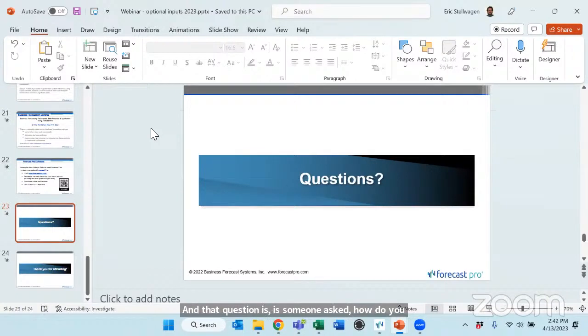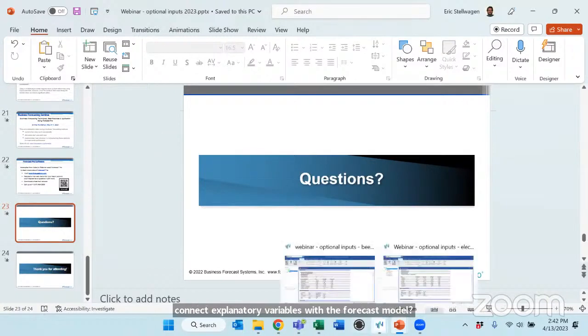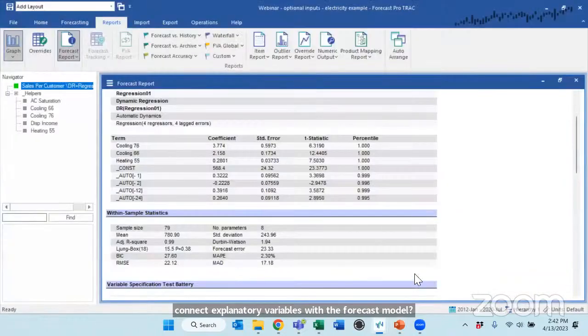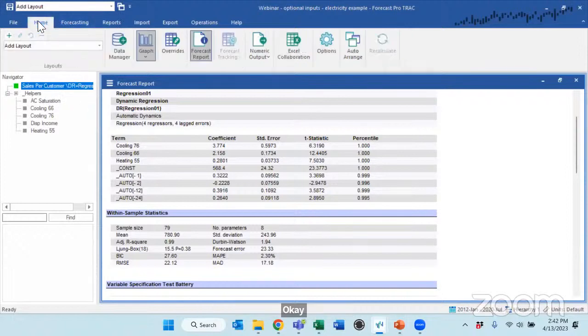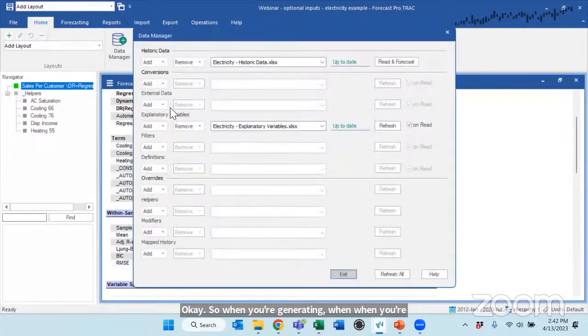Okay, so these are all Forecast Pro questions, which is fine. But I think what I'll do is just illustrate how it's done in Forecast Pro. When you're reading data in, you do it through the data manager. The data manager has a row for the historic data, and in this case, I'm reading it in from a spreadsheet. It also has a row for explanatory variables, and in this case, I'm reading it in from a different spreadsheet. But I could also read it in from databases, et cetera.